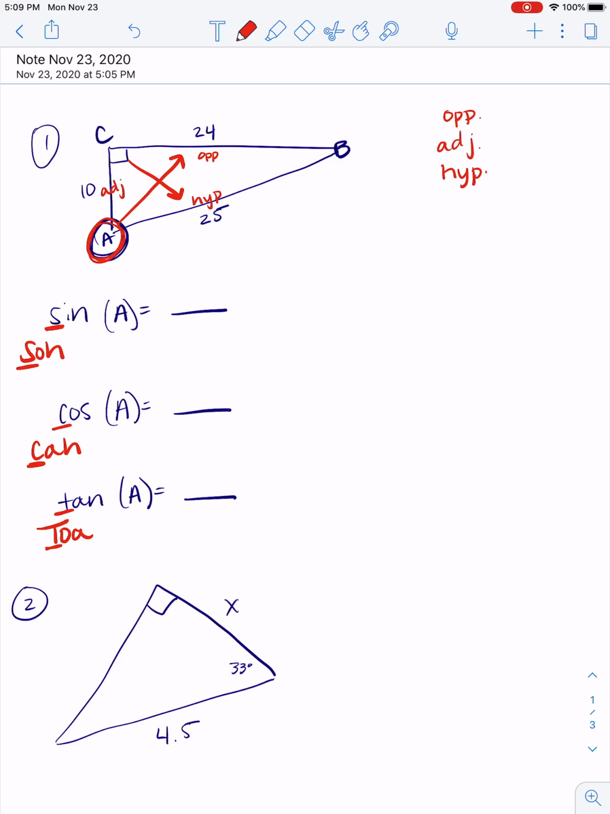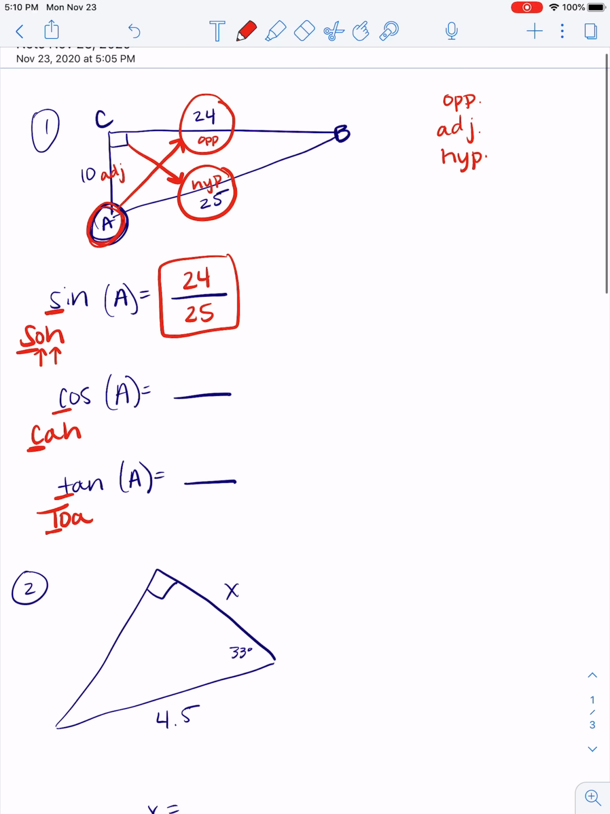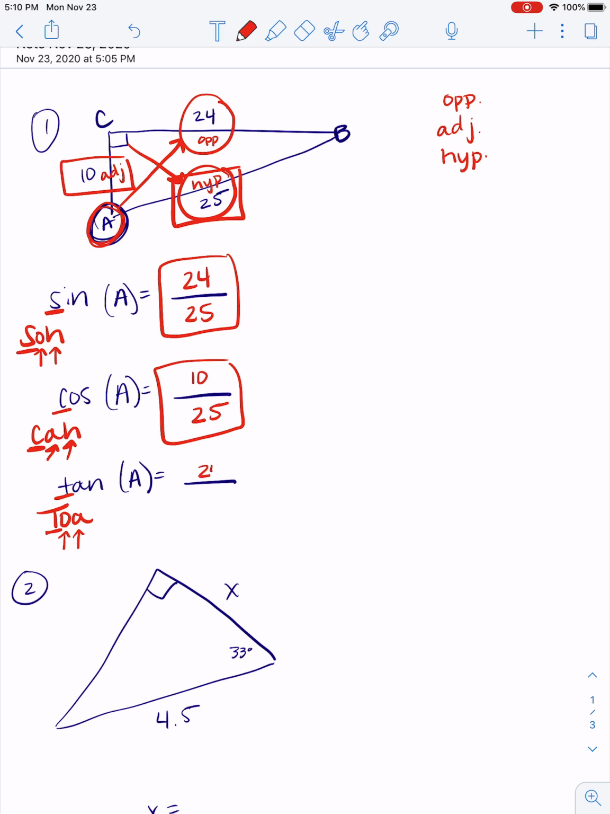So sine, we say, is O on the top of the fraction, H on the bottom of the fraction. So O on the top of the fraction is opposite, that's 24. H on the bottom is hypotenuse, that would be 25. So your answer for that one is 24 over 25. Okay. Cosine of angle A is A over H. So A on the top, that would be right here. The adjacent side is 10. H on the bottom, the hypotenuse is 25. So cosine of angle A is 10 over 25. And then tangent, you do O on the top, A on the bottom. So O on the top, opposite is 24. A on the bottom, adjacent is 10. There you go.